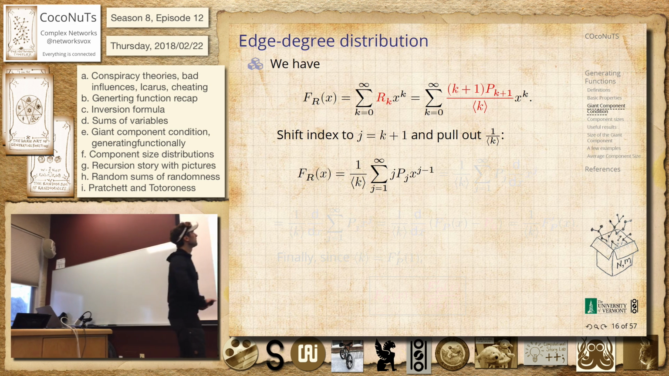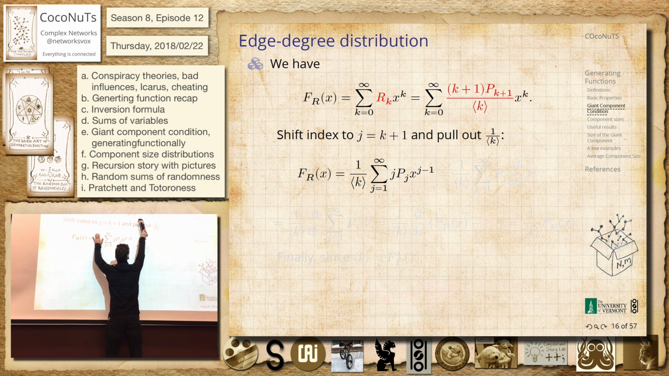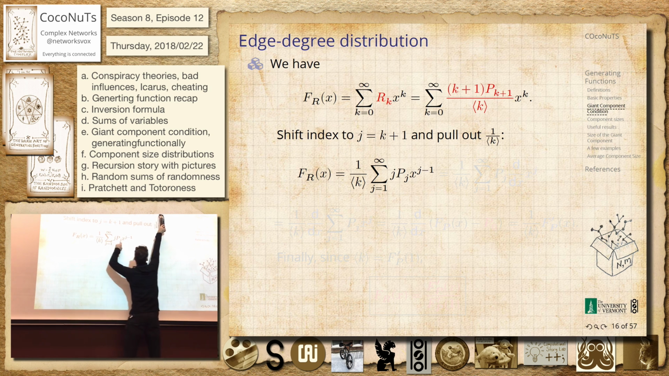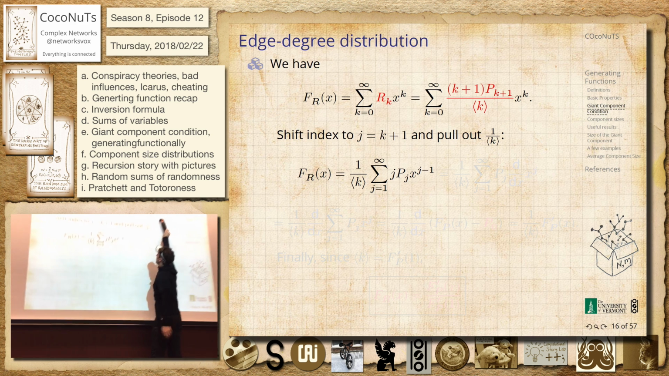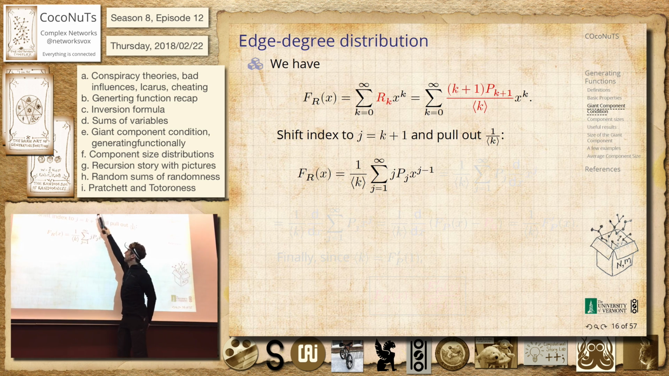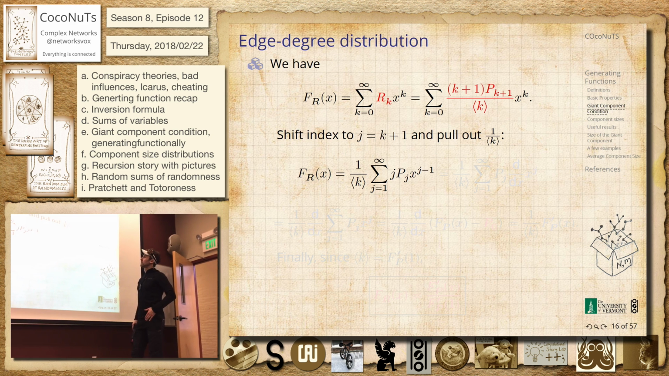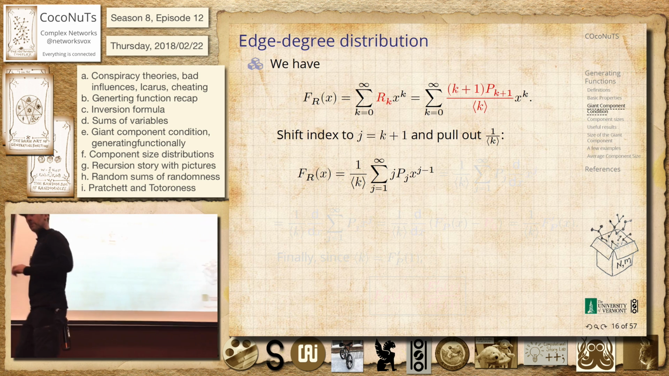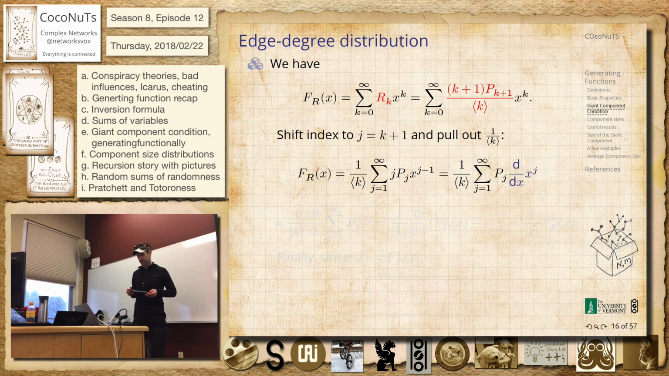So let's see what we've done. The average degree comes out here. We shift indices, so k plus 1 is j. There's a k plus 1, that's j, and then x to the k becomes x to the j minus 1. If k starts at 0 and goes to infinity, then j starts at 1 and goes to infinity. So we've cleaned up our sum limits. Excitement? No excitement. All right, it's pretty good. Sums are really very nice.